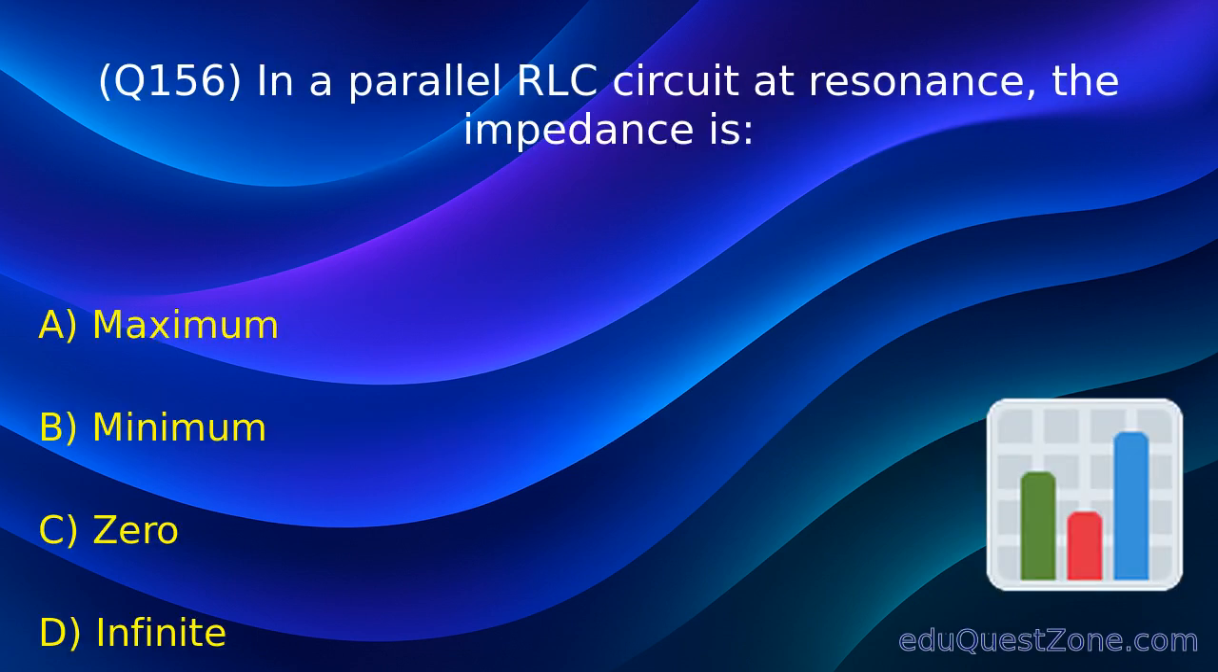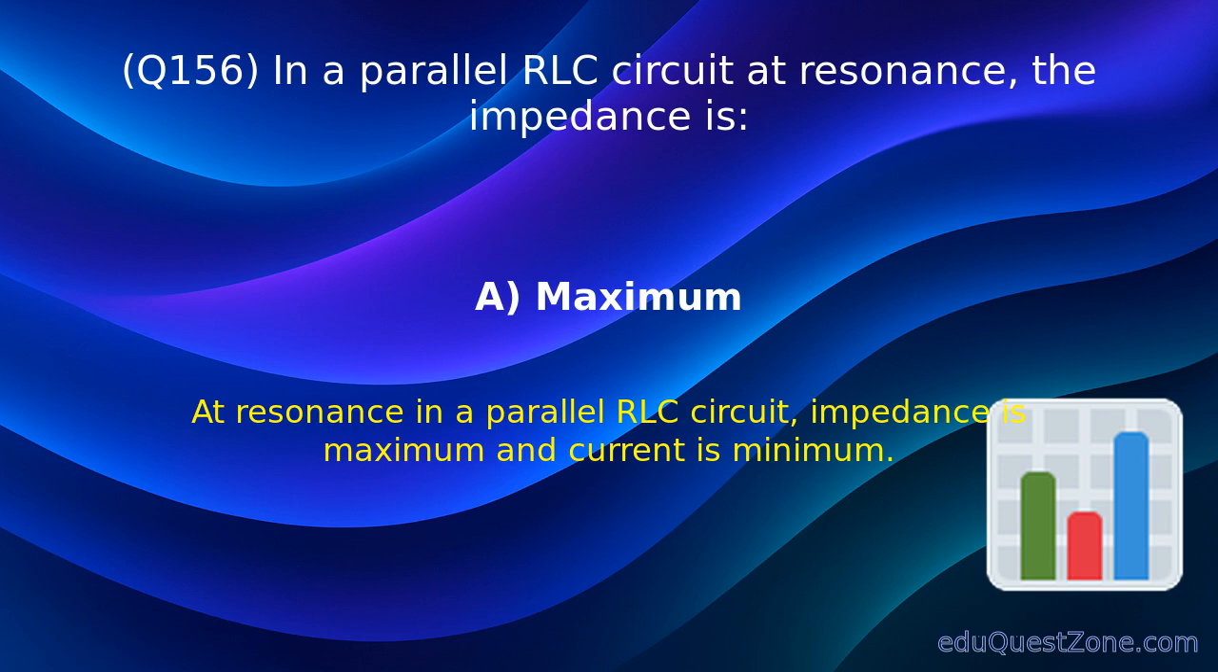Question 156. In a parallel RLC circuit at resonance, the impedance is? Option A, maximum. At parallel resonance, impedance is maximum and current minimum.